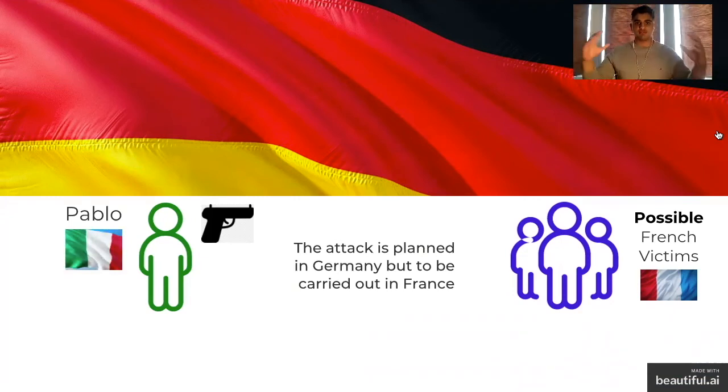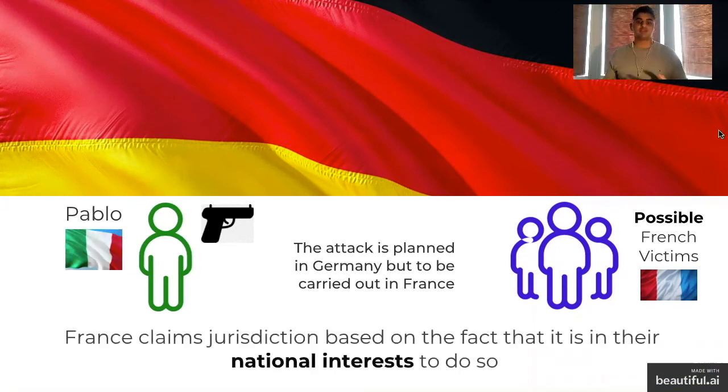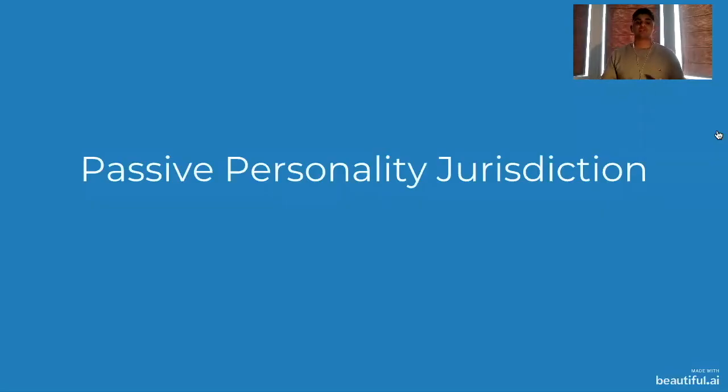So we have all these different types of jurisdiction, all contradicting one another. And in this case, this is where France may claim jurisdiction based on the fact that it is in their national interest to do so. Remember, it can't rely on territorial jurisdiction because the crime of planning a terrorist attack took place in Germany. It can't rely on nationality jurisdiction because Pablo's an Italian national, but it can rely on its national interest. So the fact that there were these French victims that were going to die, France could then prosecute Pablo. The fourth type we're going to look at is passive personality.